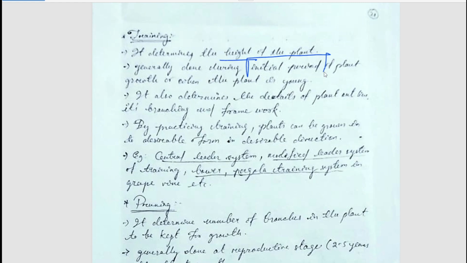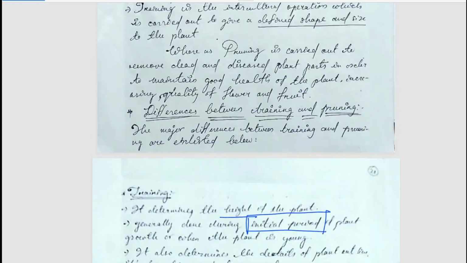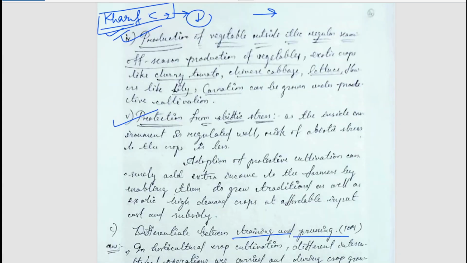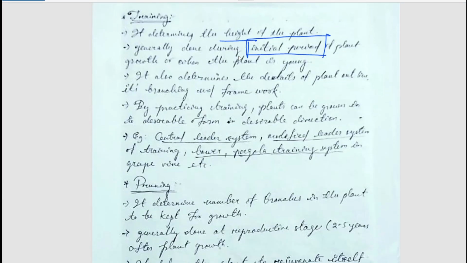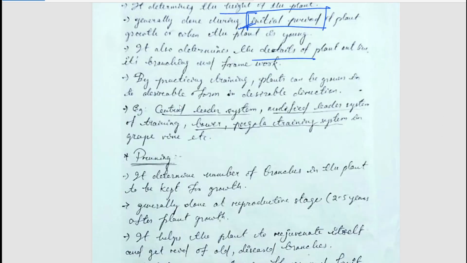So this is a good point. Training is generally done in the initial period of cultivation of the plants. It determines the details of the plant, etc. Examples have been mentioned such as central leader system, modified leader system, or other things.